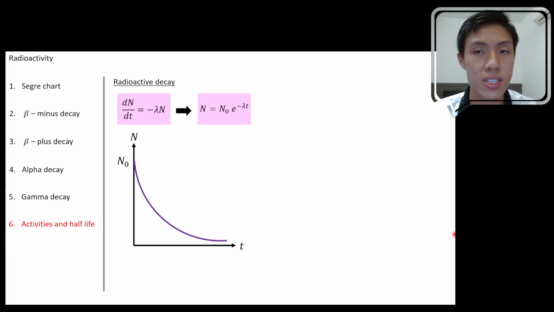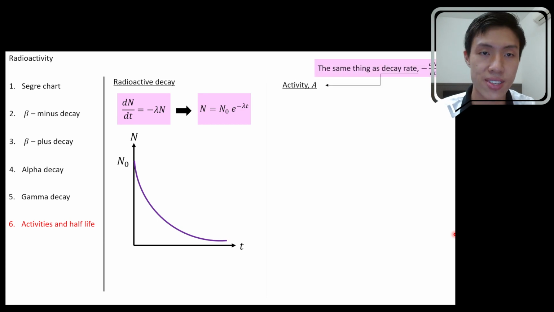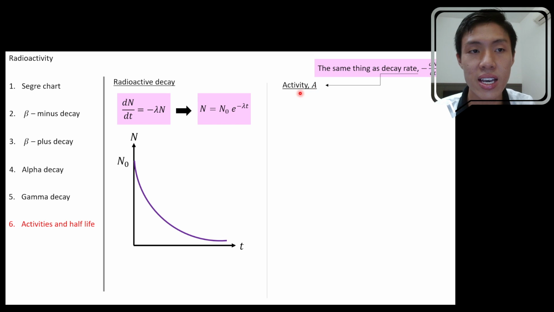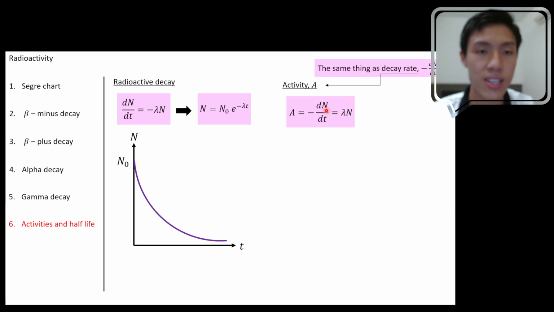The last thing that I want to discuss to wrap up the concept of radioactivity is the idea of activity. Activity has a symbol of A, but basically it means the same thing as decay rate, which we learned earlier, which is negative dN over dt. Since activity has the same meaning as decay rate, we can say that A is equal to negative dN/dt. Therefore, because we know that dN/dt is equal to negative lambda N, we can change this negative dN/dt over here to be equal to lambda N.